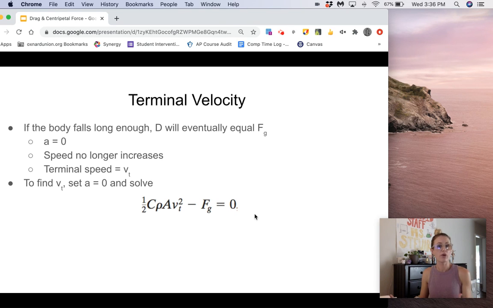So since we know that drag force minus force of gravity equals ma on our last slide, we then just plug in the equation for drag force D, and then we can solve for velocity. So what we do here, add force of gravity to both sides. We want to multiply both sides by 2, divide by our drag coefficient, our density, and our area, and then take the square root. So we end up getting the terminal velocity will be equal to the square root of 2 times the force of gravity divided by our drag coefficient times the density times the area.